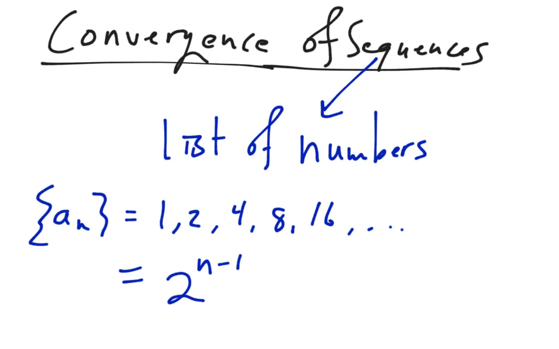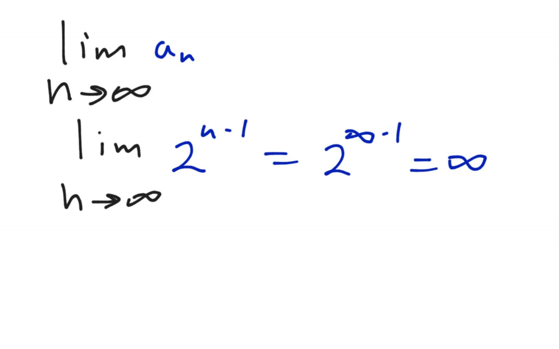Now, what we want to know is, given a sequence, does it converge? And remember that convergence is, does the sequence trend to a number? So the way that we do this for a sequence is we basically just take the limit as n goes to infinity of the term a sub n. If we do this for the previous example, we have the limit as n goes to infinity of 2 to the n minus 1. Clearly, if you do 2 to the infinity minus 1, you're going to get infinity. This sequence does not converge, so we say it diverges.